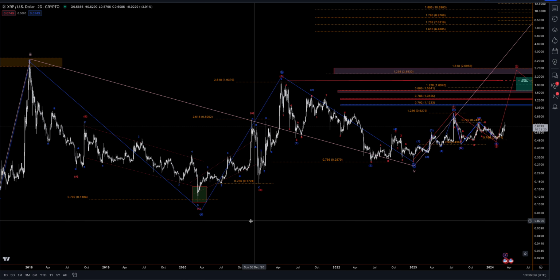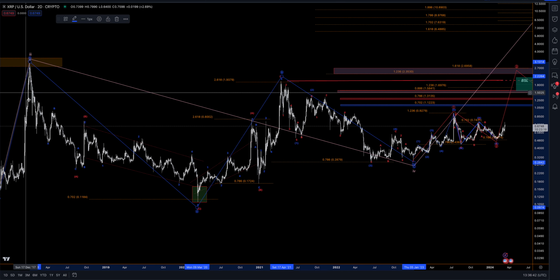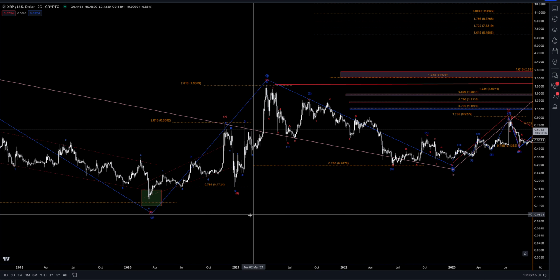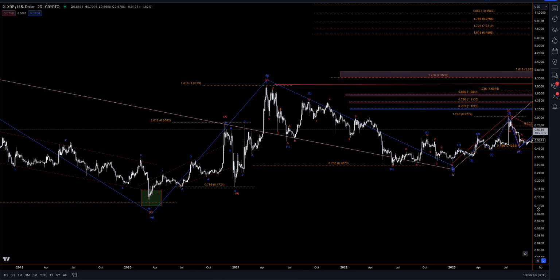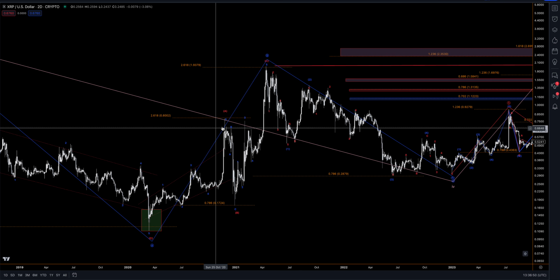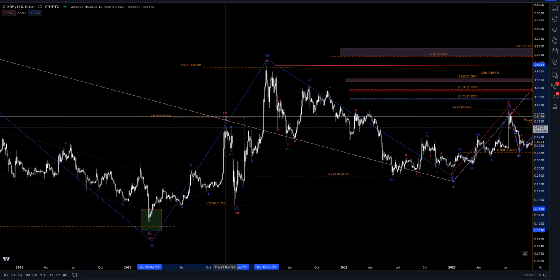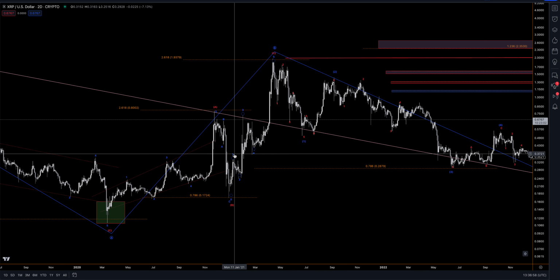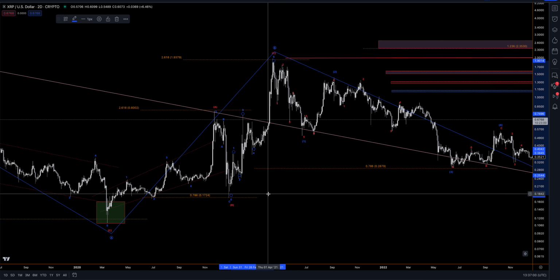So this is our A wave, right? We had a 3-wave move down within our A wave. Now for our B wave, we had a 3-wave move up. So we had a 5-wave move to the upside in the form of a leading diagonal, with your A wave hitting the 1.236 fib. We then have a flash crash down to the 78.6% fib.